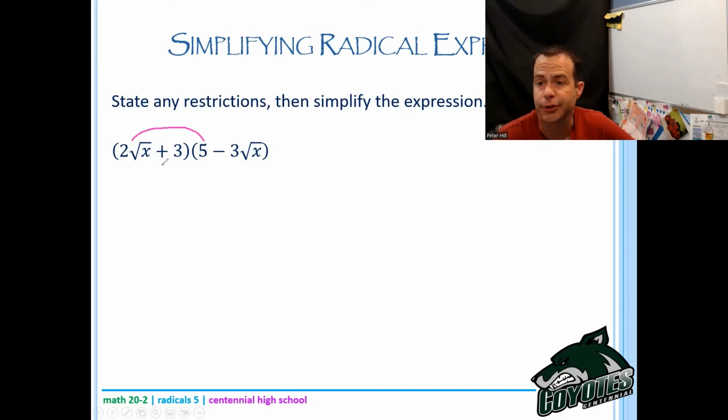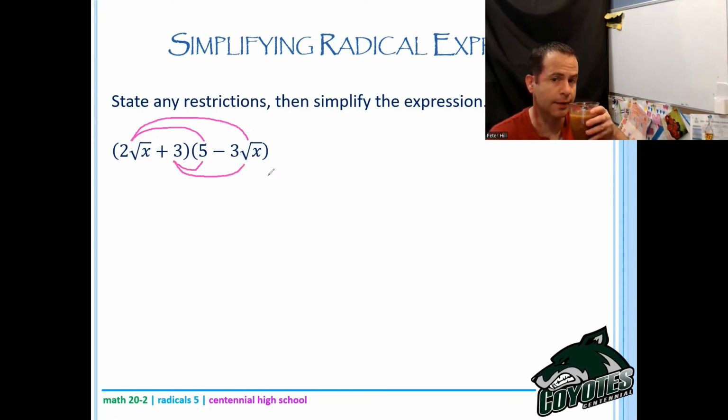Well, let's talk restrictions first. x has to be greater than or equal to 0. Okay, so then 10 root x. Then if I multiply these guys together, I'll have negative 6x, because the root of x times the root of x is x. Multiply these guys together, I'll have 15. And multiply these guys together, I'll have negative 9 root x.